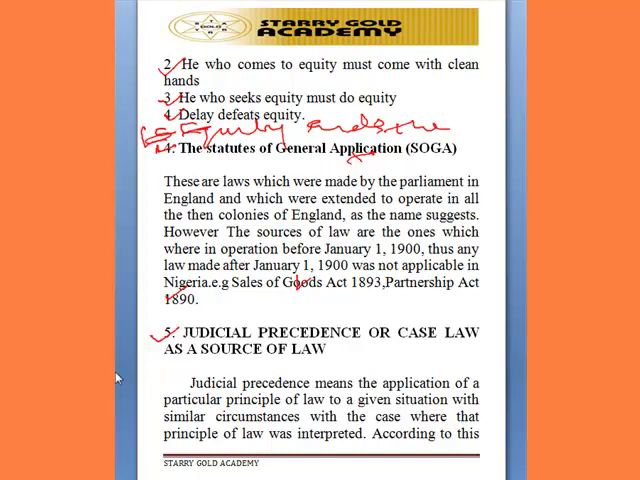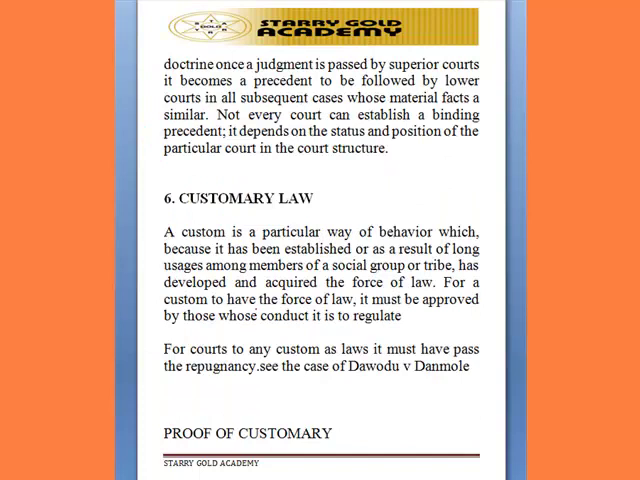It becomes a binding precedent where a higher court has taken that decision, and if a lower court is to take up a case that has similar matters with the one that was taken by the higher court, the lower court will be bound by the decision of the higher court, and that is why it is known as a binding judicial precedent.